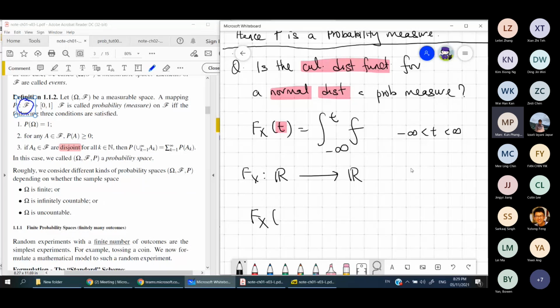Doctor, why isn't it a mapping of R to an interval of 0 to 1? Because isn't the CDF just a probability? Come again. I just want to let you know, this is a domain and this is a range.